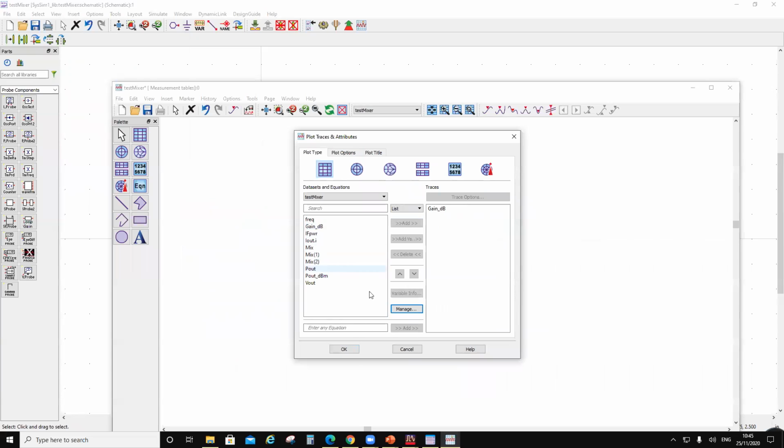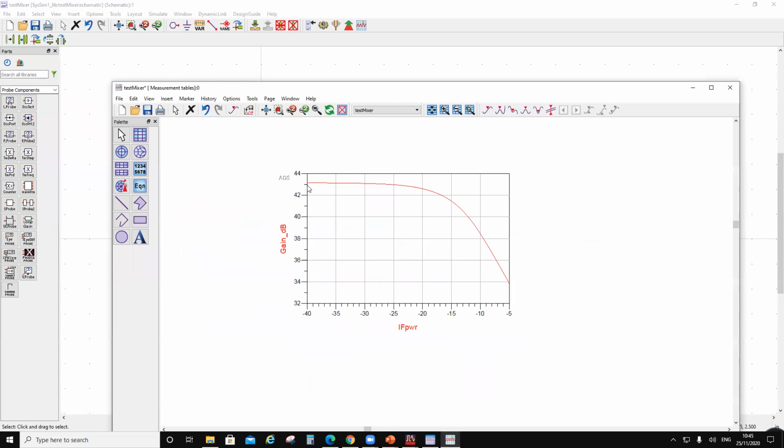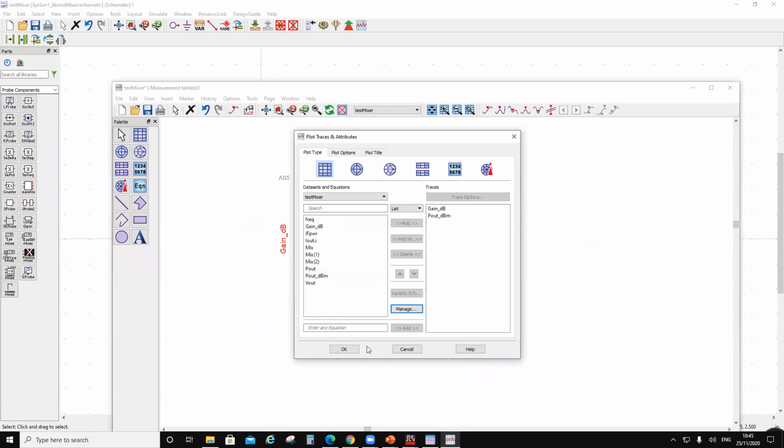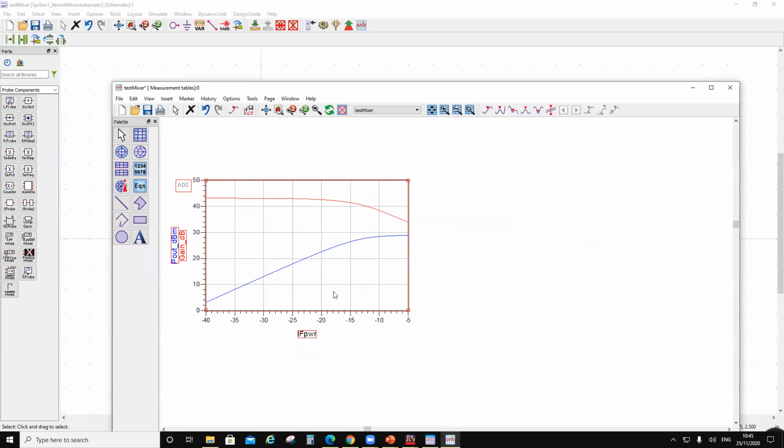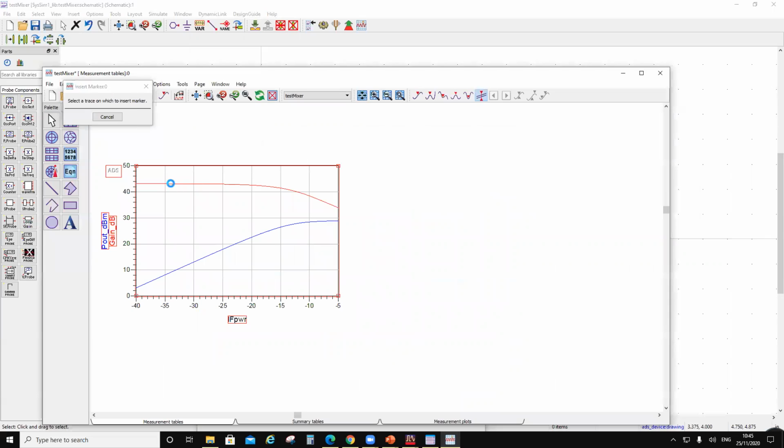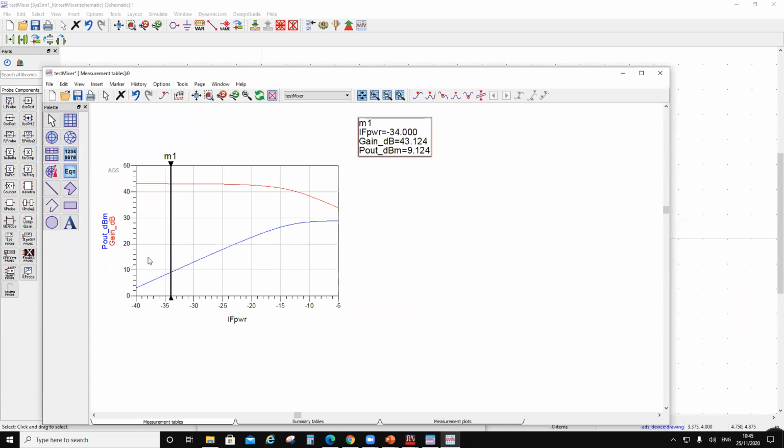Over here, I can put gain. So gain is around 43, and I'm going to put P out, right? And what am I going to look at? I'm going to put a marker here. So over here, it's a gain of 43.1. So let's look at 42.1. Sorry, 42.1 over here. Why is it delivering 24 dBm out?